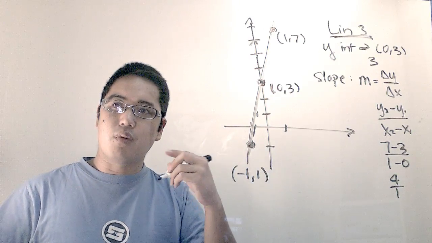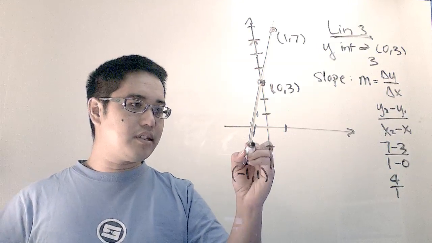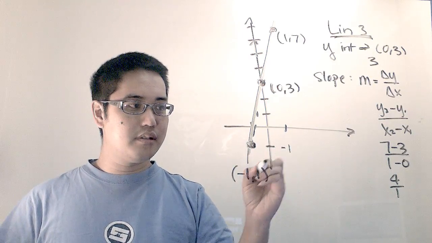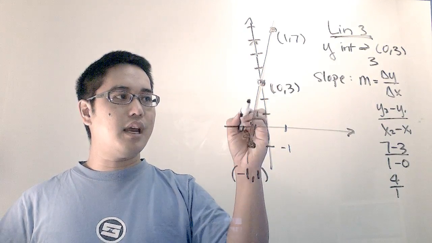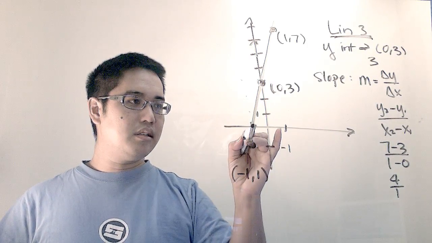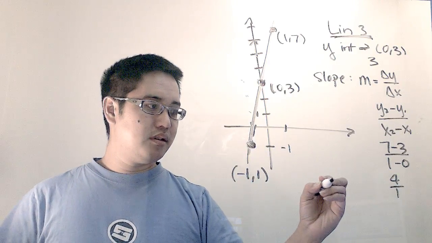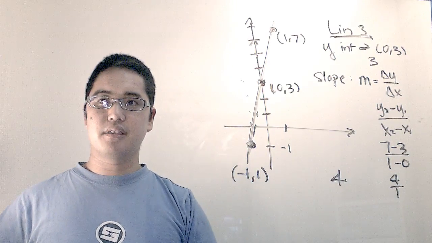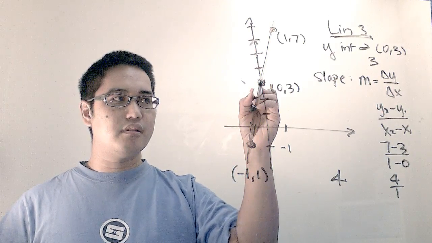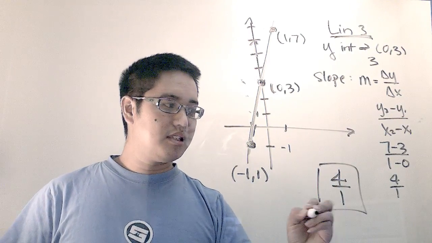What was my rise? If I start down here at y equals -1, how high up did I have to go to get to here? I had to go 1, 2, 3, 4. I had to go 4 up. That's my rise. How far across did I have to go to get to this point right here? Well, that's only 1. Same answer.